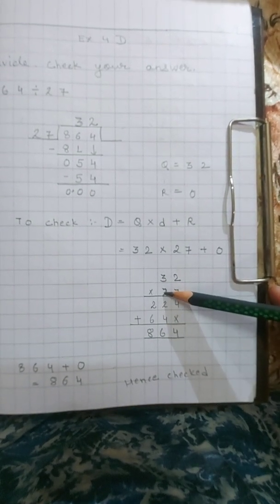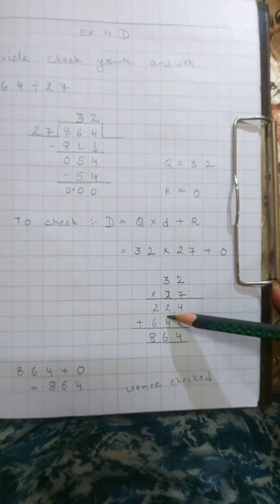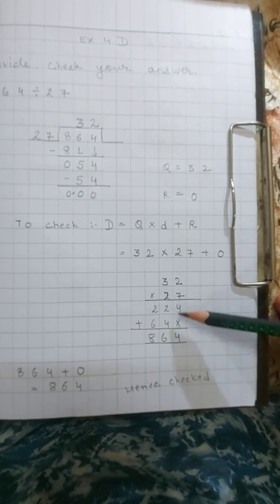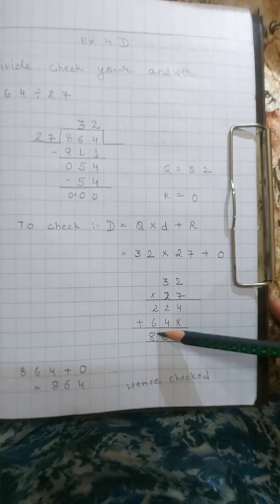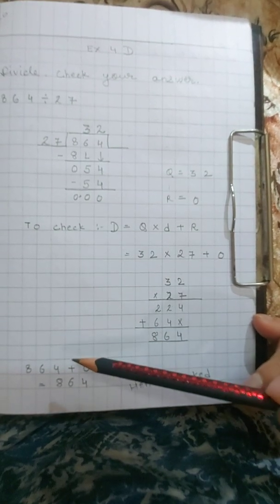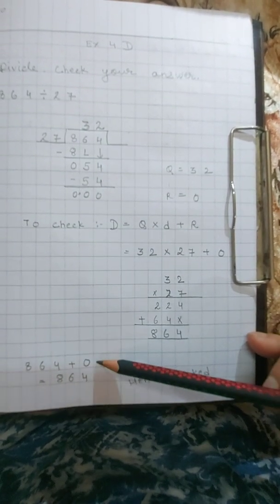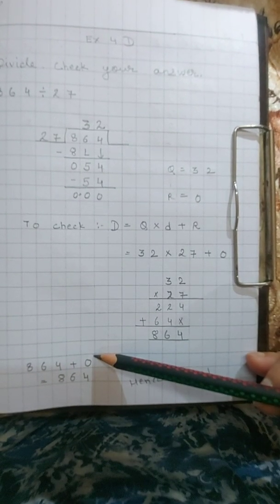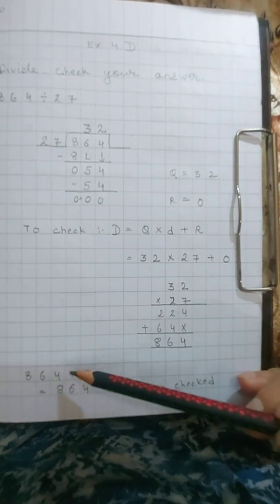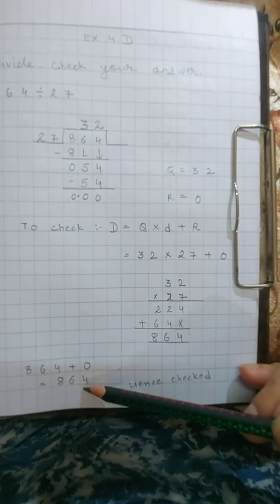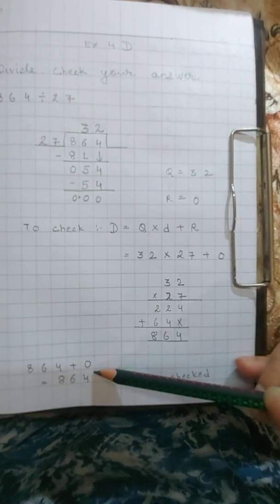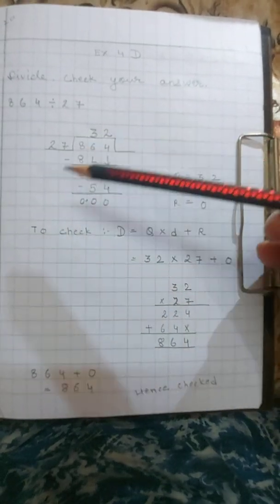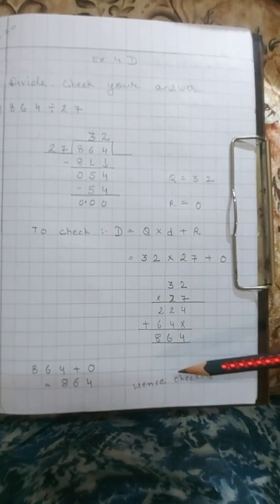Now come to the tens place digit. So 2 2s are 4, which I will write on the tens place, and 2 3s are 6. Now we can add it, so it's 6 4 and 8... so the product is 864. When you add 864 plus 0, your answer will be the same. As you know the properties of addition, 864 plus 0 is equal to the number itself. So it means that our answer is 864 and the dividend is also 864. It means our calculation is correct, and hence we will write: hence it is checked.